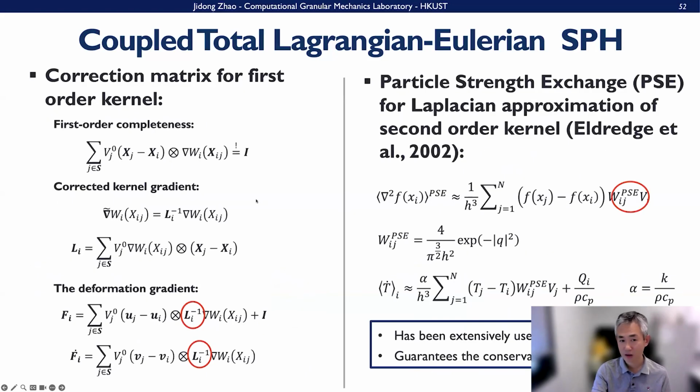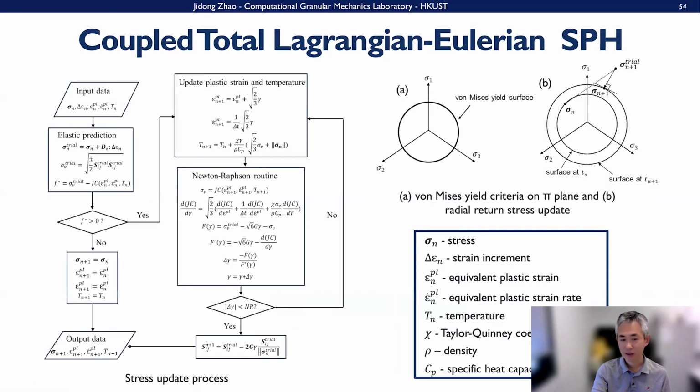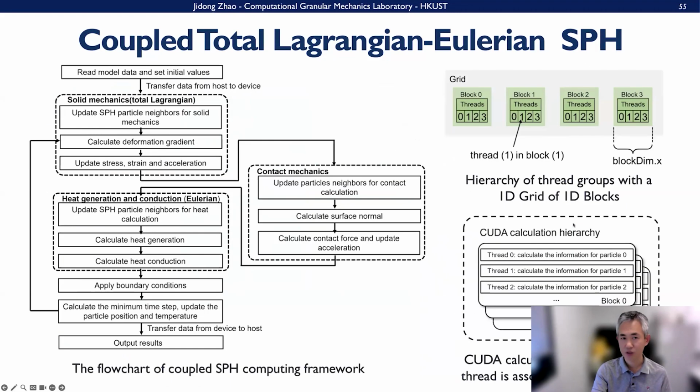Here are the formulation details, which I'm not going to go through each equation. For the mechanical part we consider elasticity, and we use Johnson-Cook plasticity. For the heat models, we consider different heat source models, and then do the heat conduction here. These are the stress update schemes, and these demonstrate the stress yield surface. Those are the flow chart for the whole coupled SPH framework, and we further use GPU CUDA acceleration.